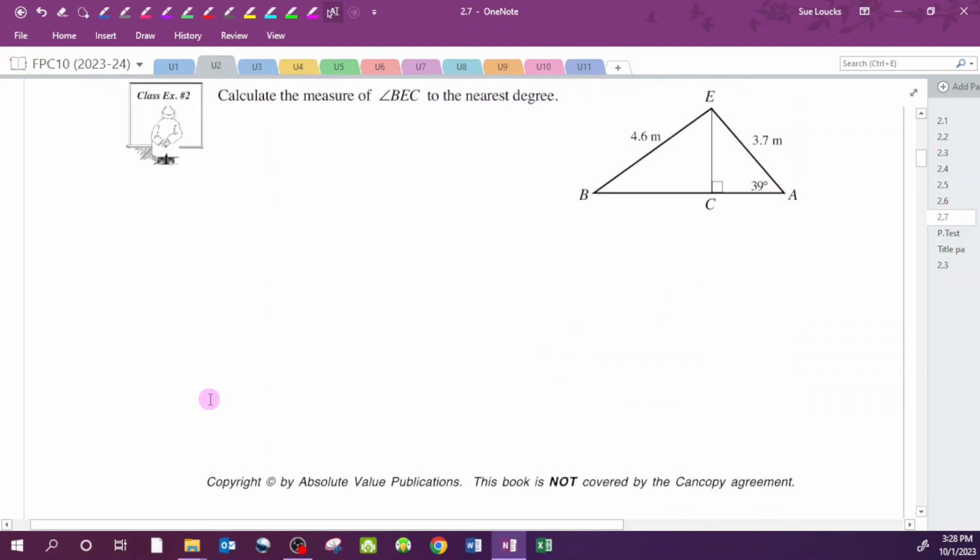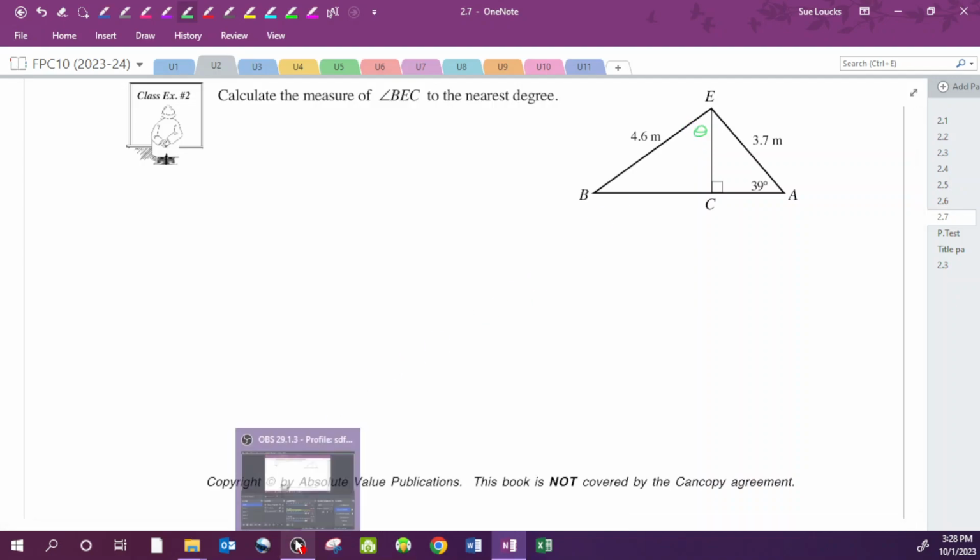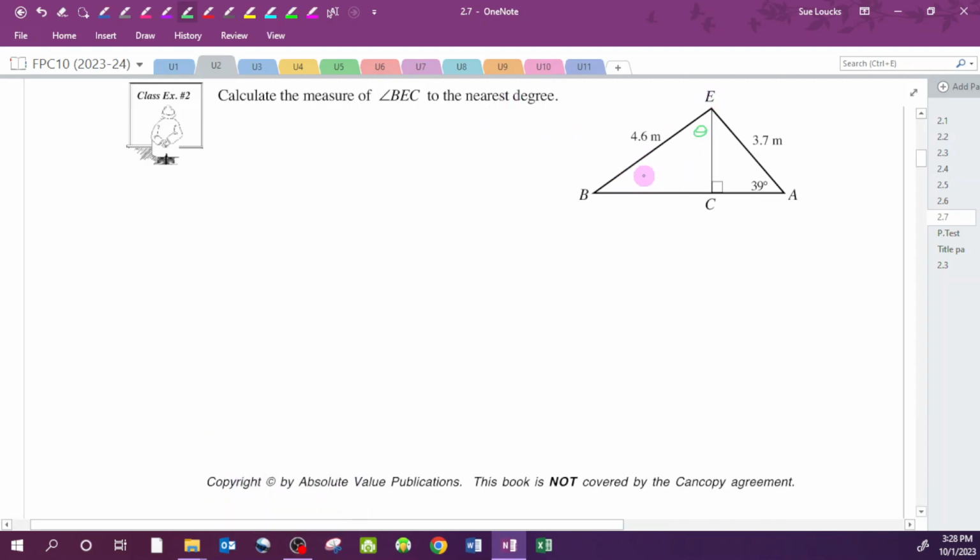All right, one more here. Calculate the angle BEC. So here's my theta that I'm looking for, to the nearest degree. The triangle that that's part of, I don't have enough information on, so I need to find the common side. I'm going to call that X this time. That is actually an X, believe it or not. So first I'm going to calculate my X.